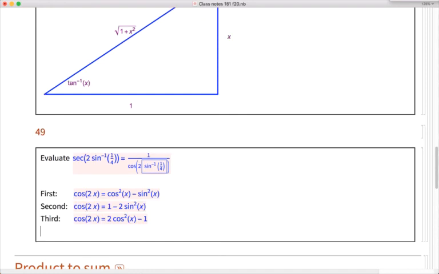So we can use any one of these 3, and I think the best one to use, again, is going to be the one that has just the sine involved. Okay, so cosine of twice the angle, that's going to be 1 minus sine squared of the angle, and our angle is this weird thing, squared.